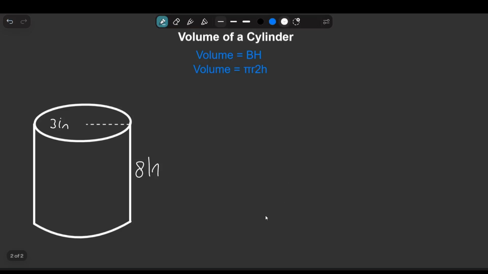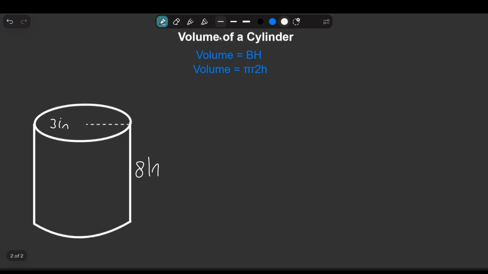In this video I'm going to cover how to find the volume of a cylinder. And remember, the volume is the amount of space a three-dimensional object takes up. So let's get into our example here. We have a cylinder with a given height of 8 inches and our base has a given radius of 3 inches. So that's the information we need in order to calculate the volume of a cylinder.